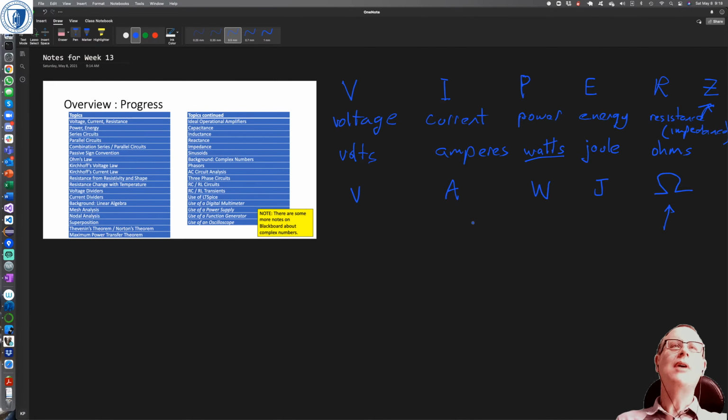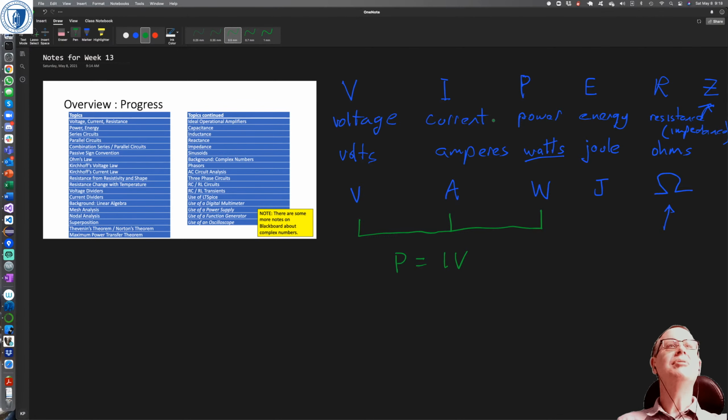Okay, so there are the starting points, right? And then there's some connectivity between these, right? P equals IV. The power is the current times the voltage. Okay.